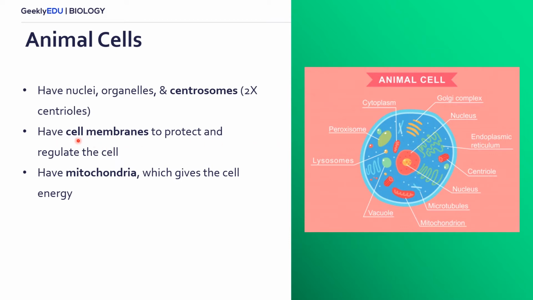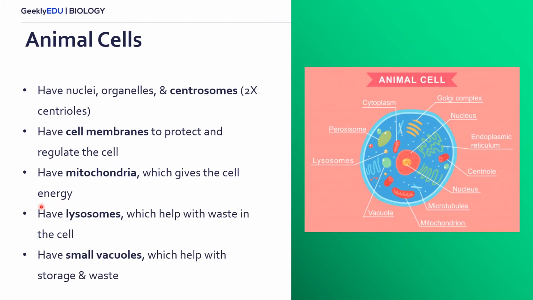Animal cells also have cell membranes, which is our plasma membrane here on the outside, which helps protect the cell and give it its shape. Animal cells also have mitochondria, which basically give the cell its energy.